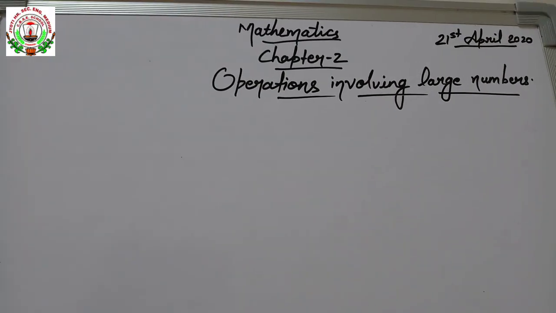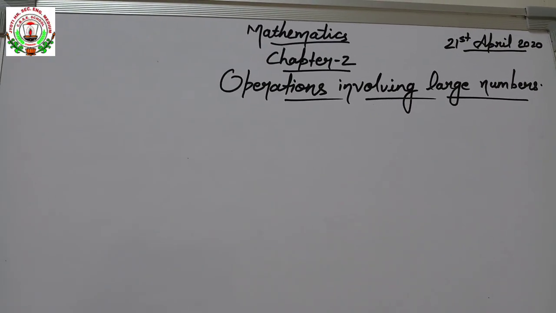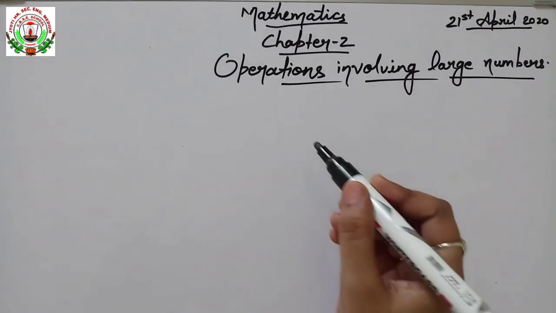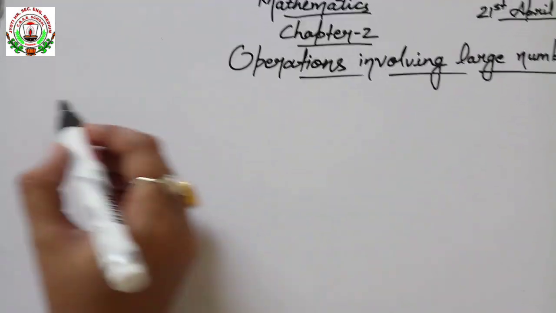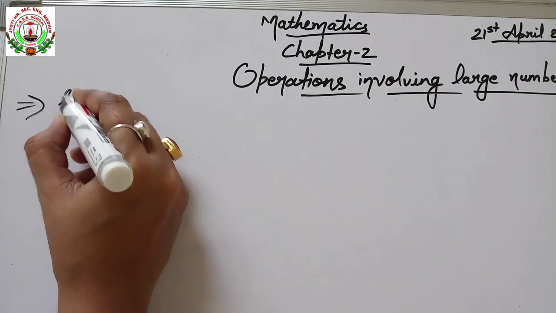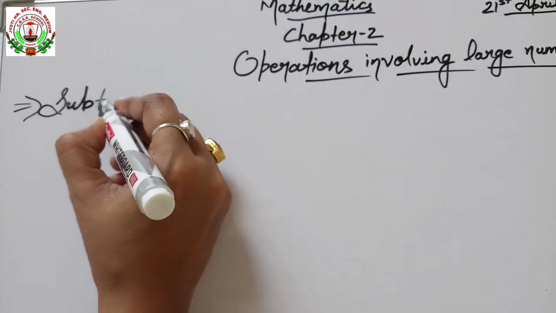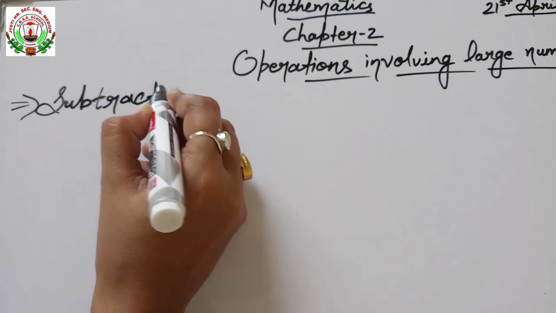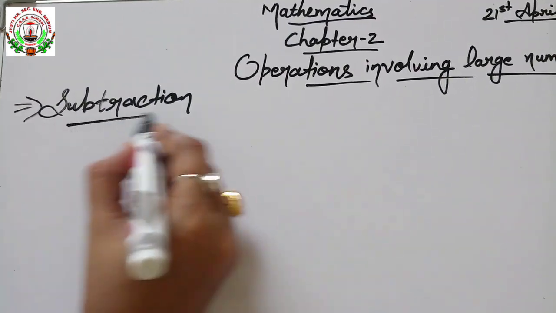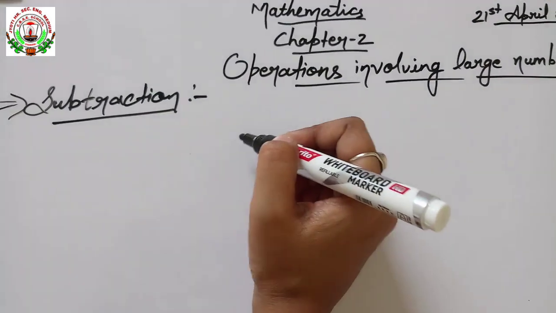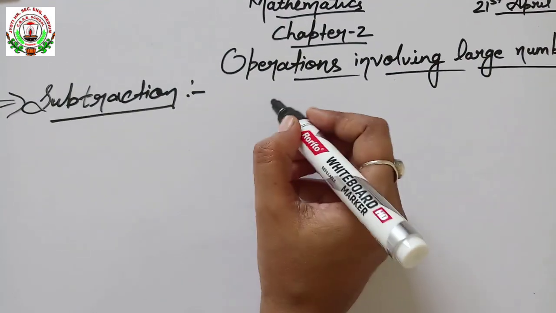Good morning, students. Today we will start the second operation, that is subtraction, of chapter 2. Subtraction. Here I want to explain with an example.